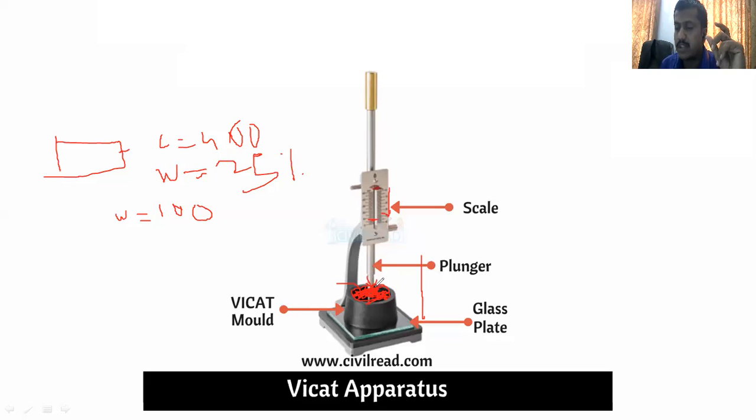हा प्लंजर कुठे सेट करायचा आहे? एक्झॅक्टली हा जो काही विकेट मोल्ड आहे त्याच्या टॉपला, एक्झॅक्टली तो सिमेंट पेस्टला टच झाला पाहिजे, फक्त टच. ठीक आहे, तो त्यामध्ये जास्त पेनिट्रेट नाही झाला, आणि त्यानंतर तुम्ही तो रिलीज करताय. रिलीज केल्यानंतर तो प्लंजर हळूच इथून असा खाली पेनिट्रेट व्हायला सुरुवात होतोय.